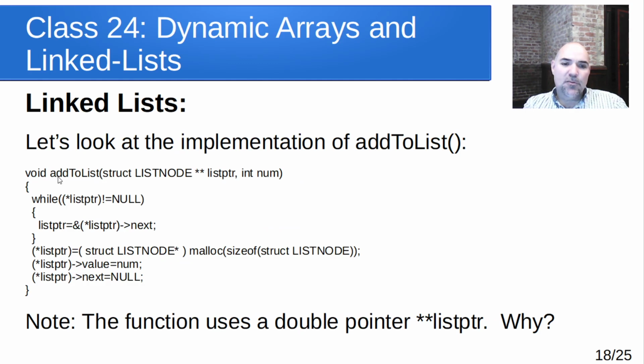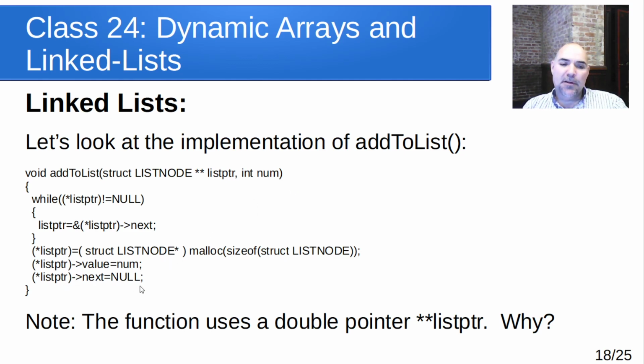Now, inside the code we're going to say while the thing pointed to by that list node pointer is something other than null, that means we're not at the end. So the only way we're going to get out of this while loop is if the thing pointed to by that list pointer is equal to null, which means the end of the list. So once we get to the end of the list, we allocate a new block of memory for a new list node. We point the pointer at that, and then we set the value of it to the number that we were passing in, and then we set its next to null.